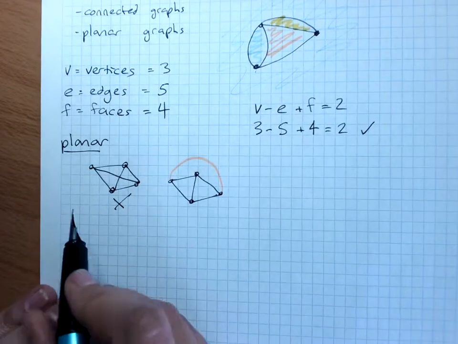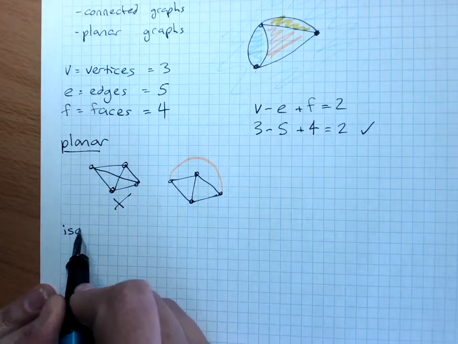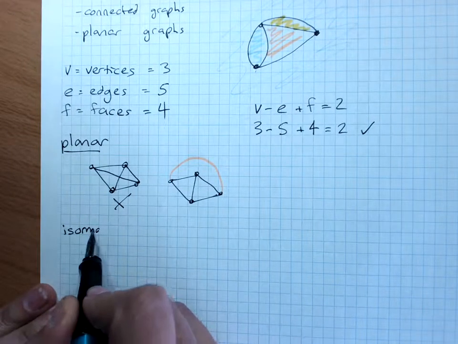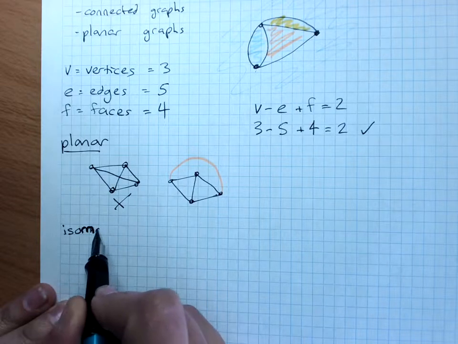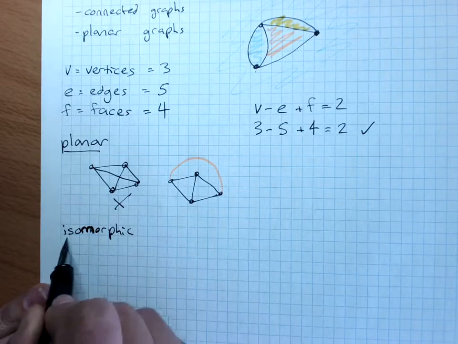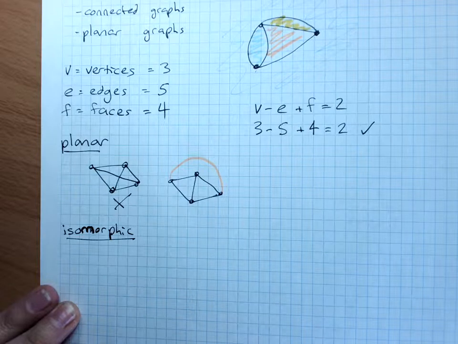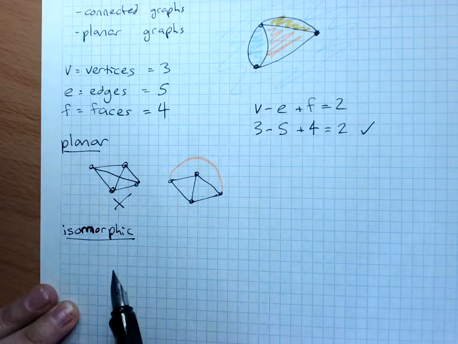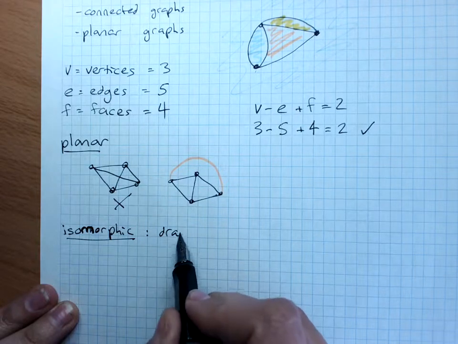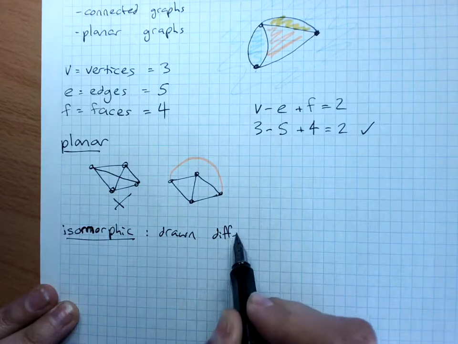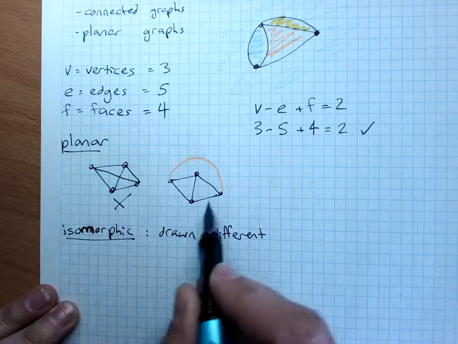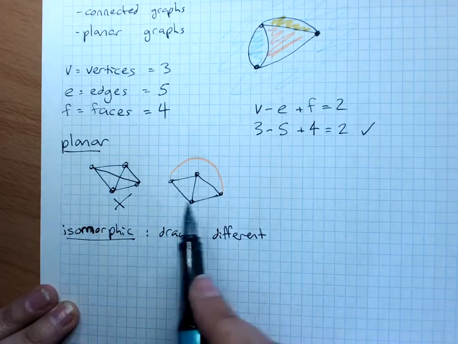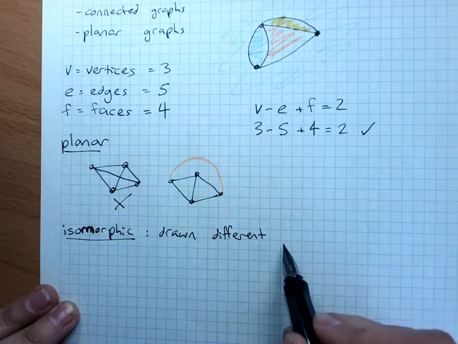Another concept that we might want with graphs is whether they are isomorphic. That is, even though they've been drawn differently, they actually have the same information. So these are isomorphic. I drew them differently, but nothing's actually meaningfully different about them.